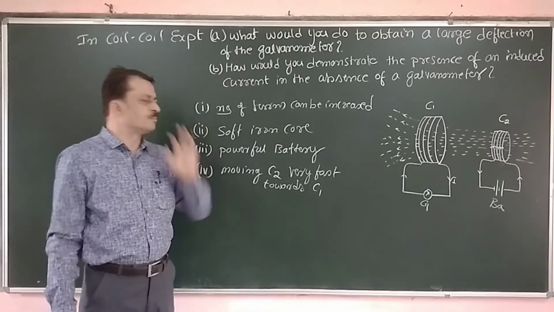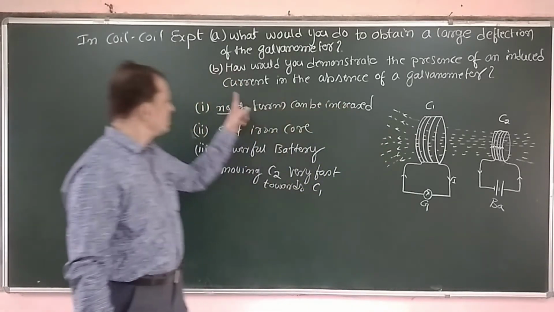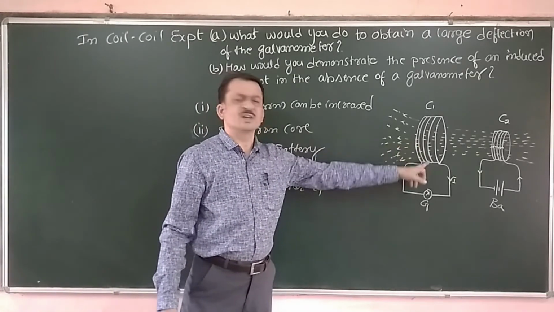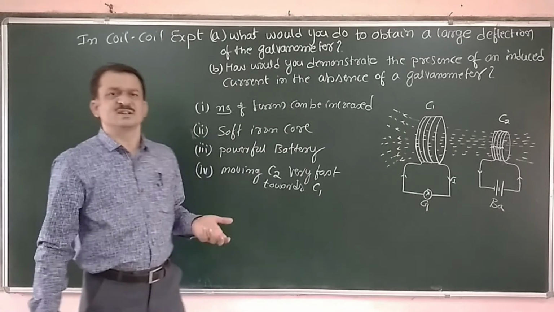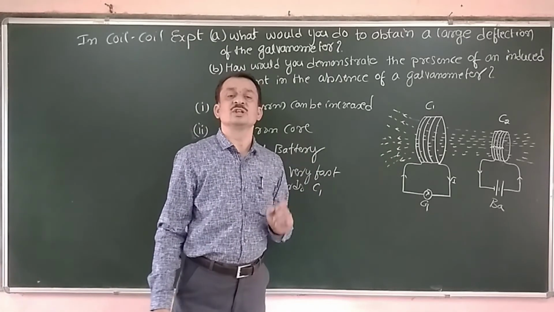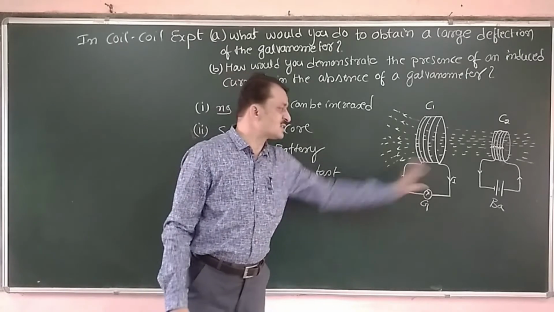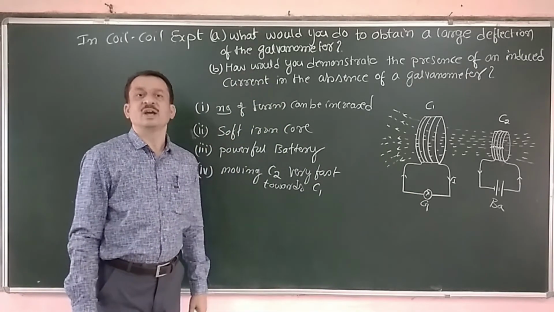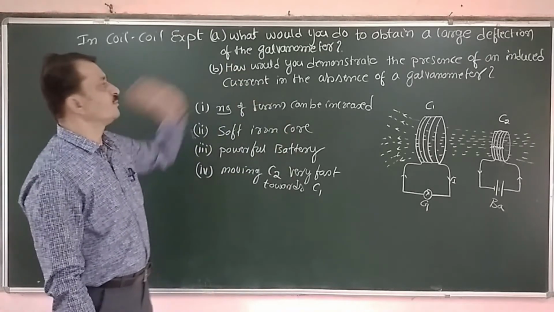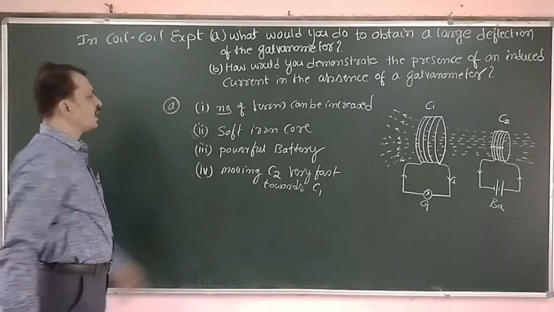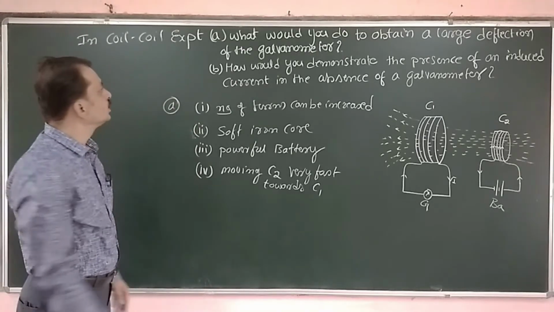The meaning is very simple. If these four things are increased, obviously the flux linked with the coil changes at a higher rate, and hence the EMF induced is also more. A larger current flows through the galvanometer, and hence the galvanometer shows a larger deflection. That is part A. Now in part A, we have four options. Now part B.